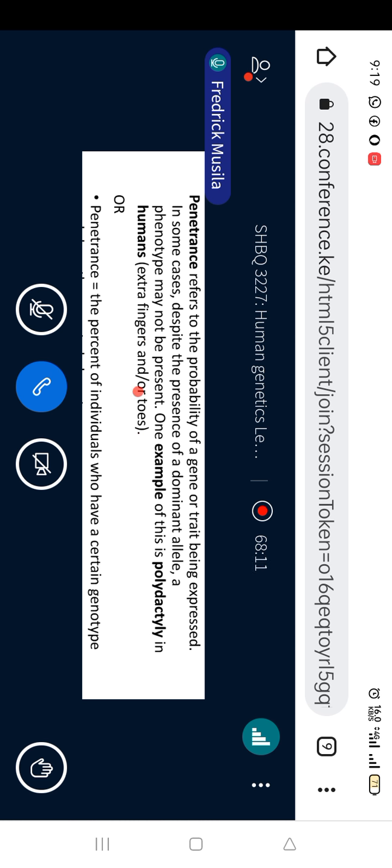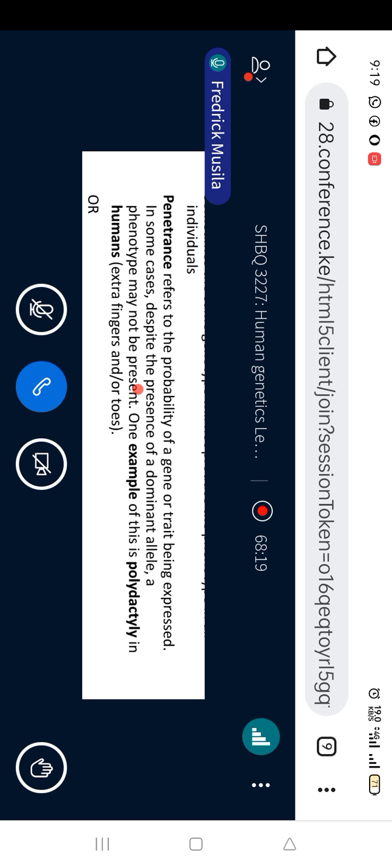What is polydactyly in humans? The presence of extra fingers in humans. I don't know whether you have understood, but looking at a population, let's say 100 individuals, you are sure they have a particular gene. According to Mendel, you expect them to show that particular phenotype resulting from that gene. But they don't, not all of the 100 show. You may find that maybe 80% show the phenotype. That probability of a gene or a trait being expressed is what we call penetrance.